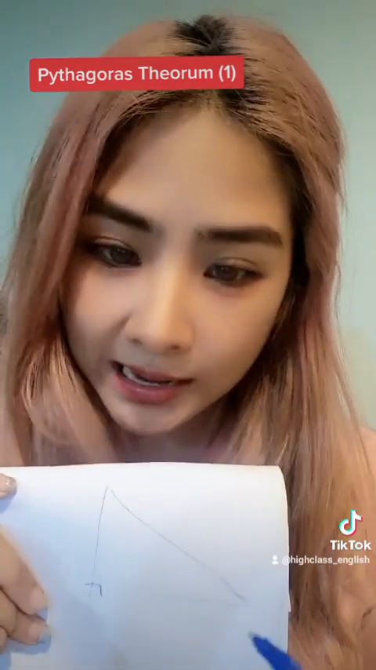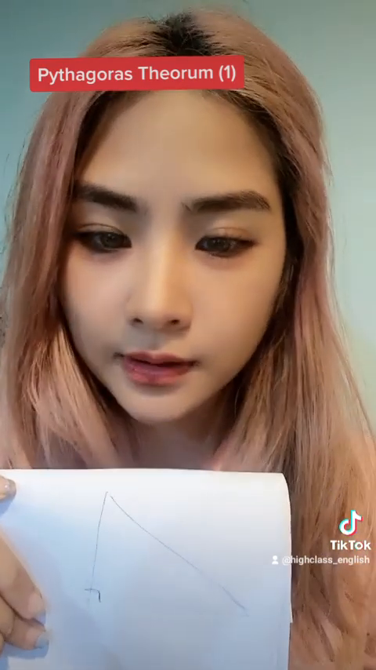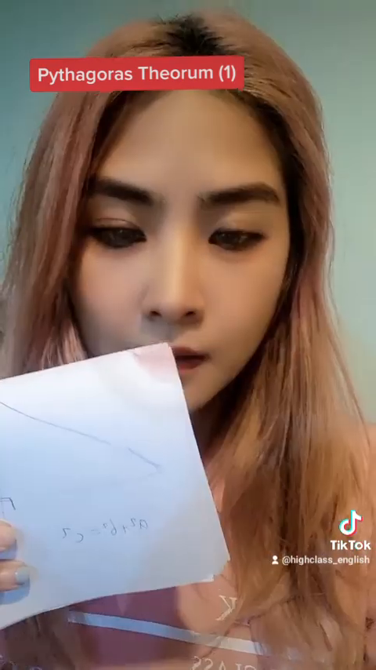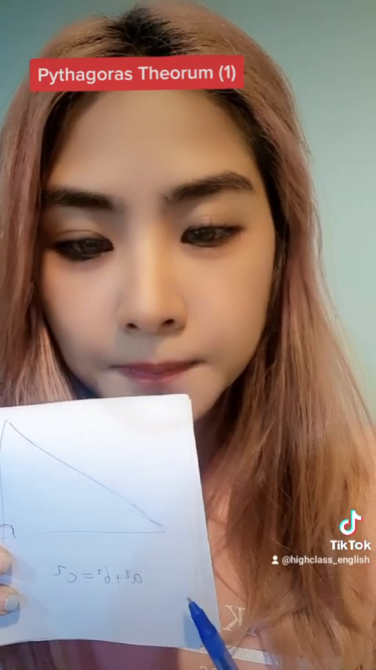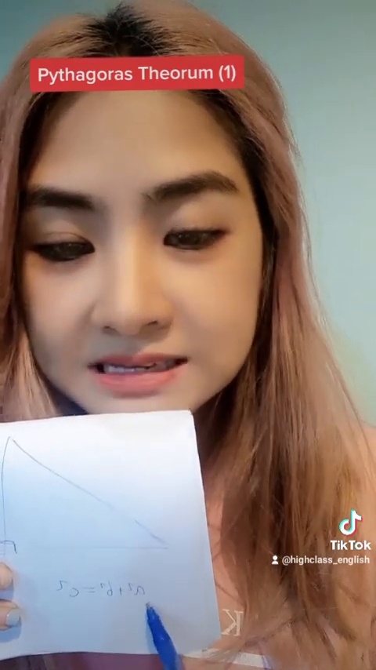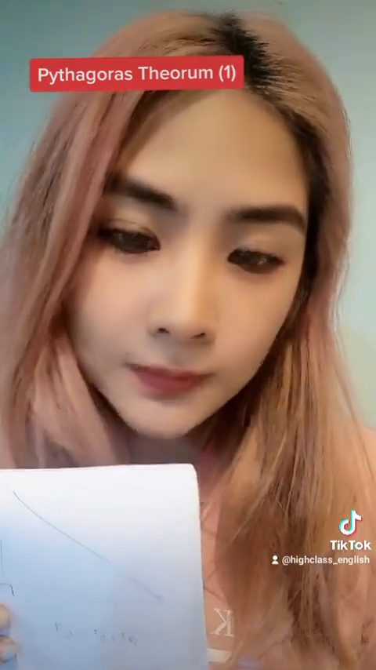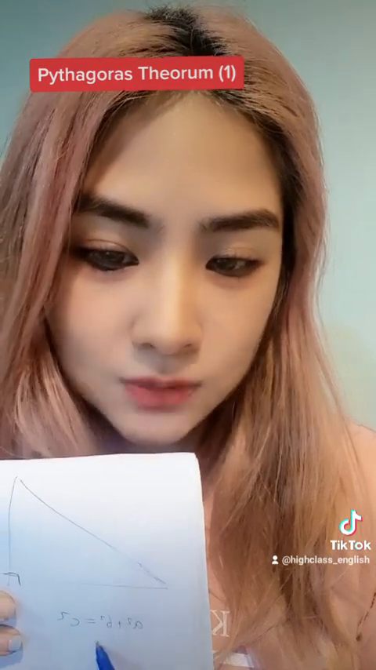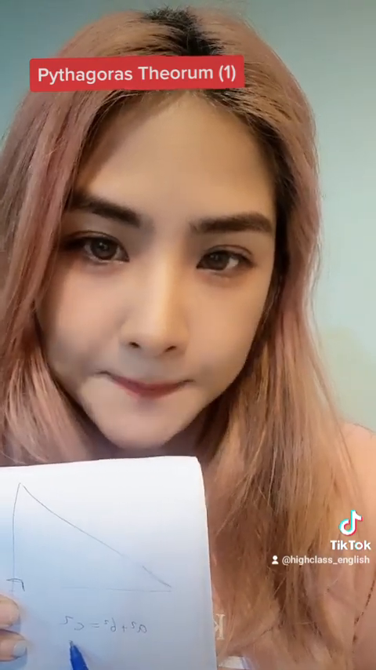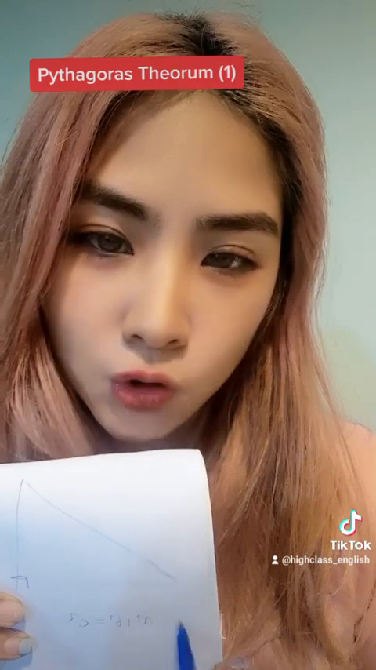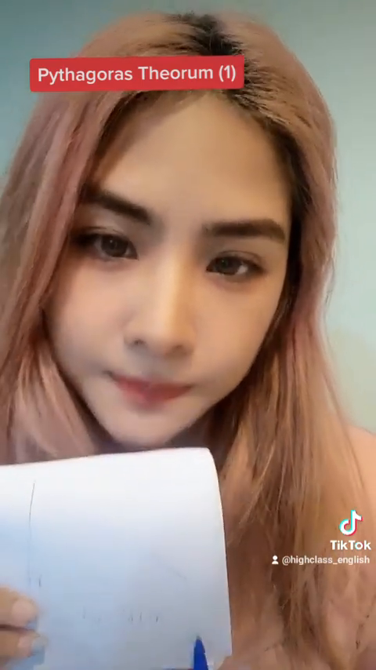Next, there is a formula that you need to learn. I'm going to show you. I apologize for the handwriting, but this is a square. So the formula here is a square plus b square equals c square. This is the formula that you're going to use to apply for this Pythagoras theorem.